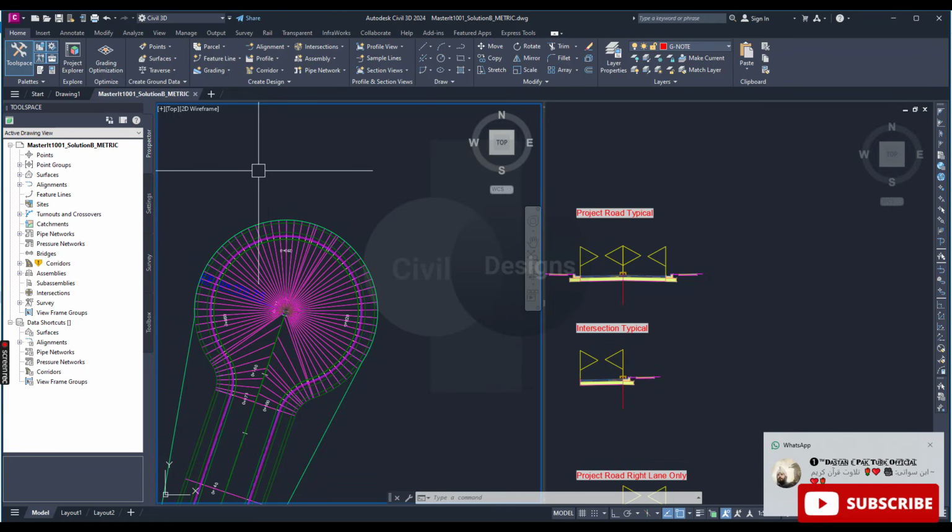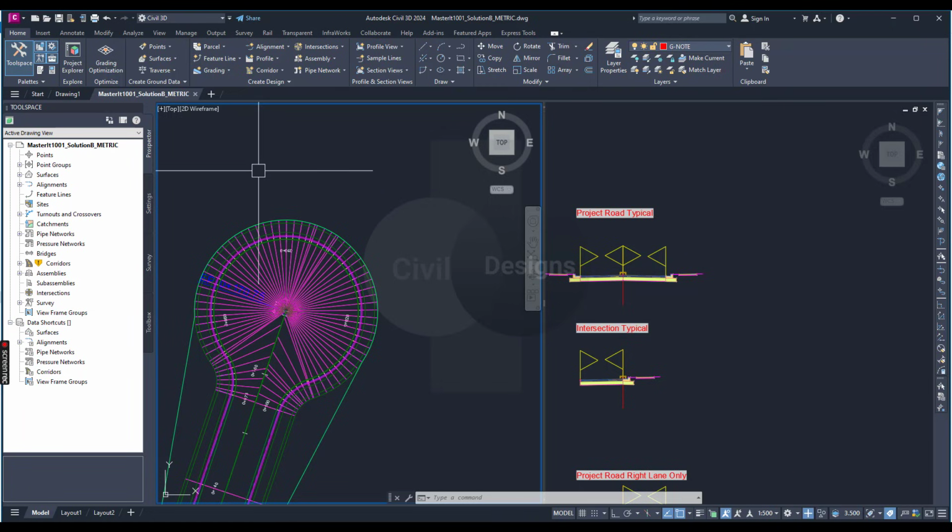This chapter assumes that you have worked through the examples in the chapters on alignments, profiles, profile views, assemblies and basic corridors. Without a strong knowledge of the foundational skills, many of the tasks in this chapter will be difficult.